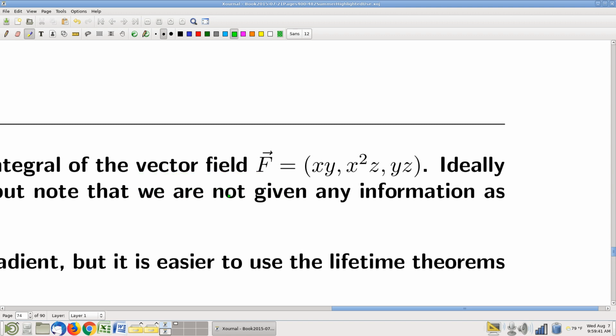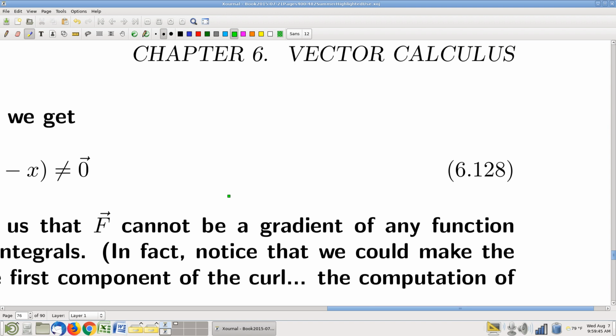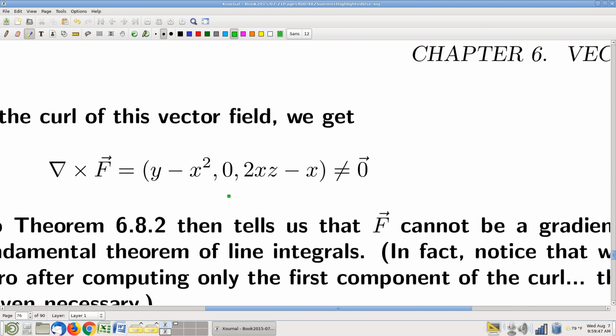You compute any one of these components. If you get not 0, game over. Now, if you get 0, you've got to keep going. Simply knowing that one component is 0 is not good enough. The other components could be non-zero. But if you get non-zero, game over. Okay, so anyway, that's a nice trick.